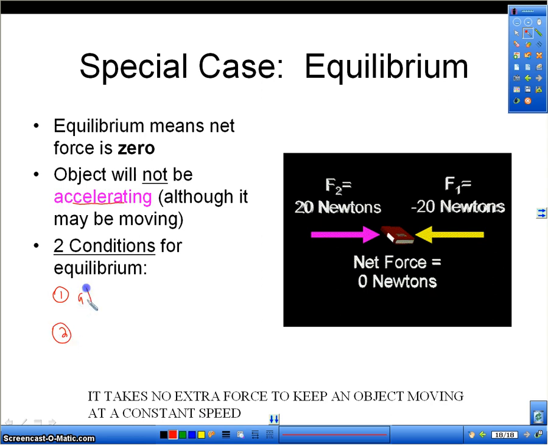You'll either see the object at rest, that's one case where the net force is 0, or you'll see it moving at a constant velocity. So either one of those is going to provide a situation where the net force is 0 and a situation where we say the object is in equilibrium. So if you see something at rest, you know all the forces on it have to balance. If you see something moving at a constant velocity, you know all the forces on it have to balance because it's in equilibrium. Okay? And in order to maintain a constant speed for something, it doesn't take any extra force. It just takes a balancing of forces to maintain a constant speed on an object.